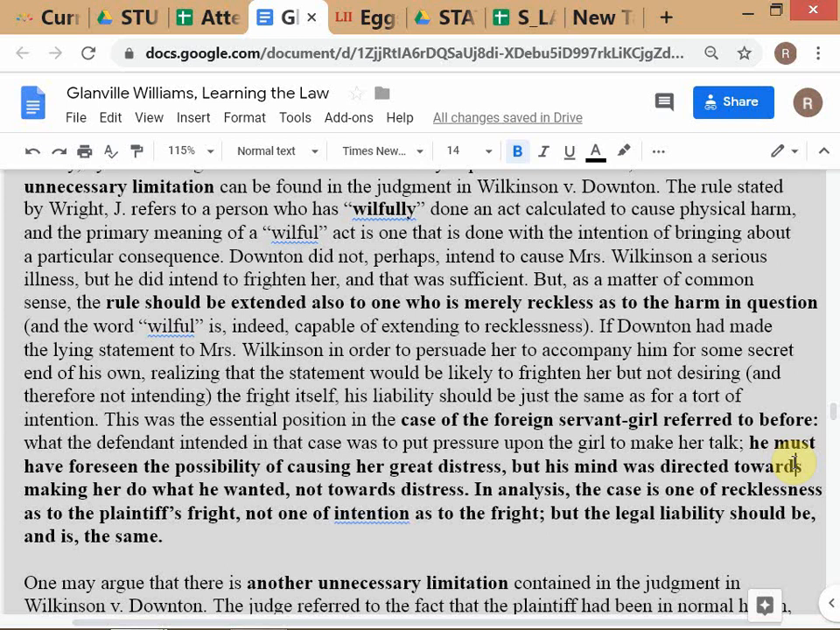because what they said was, in this case, this guy was not really intending directly to see her getting distressed. That was not the focus of his actions. He basically wanted to make her go with him and help him in a particular task, and to make that happen, he made this threat. So he was not directly focused on making her distressed. But the point is that he was reckless.